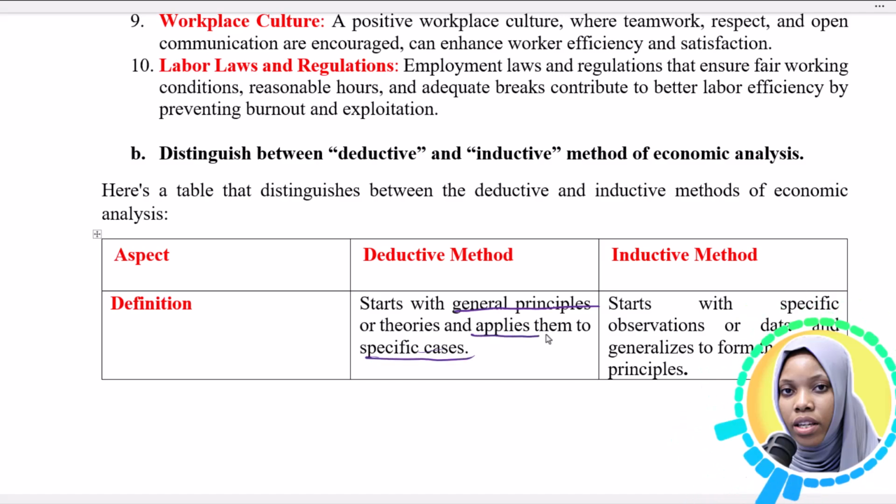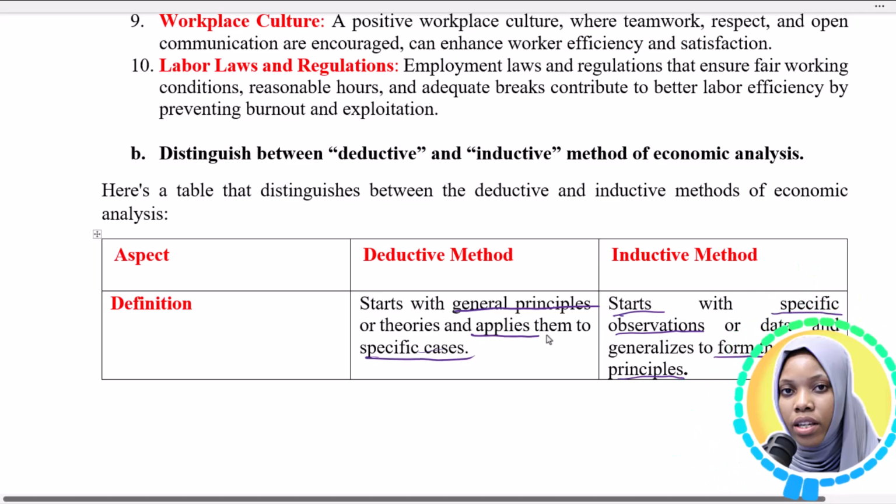Whereas the inductive method starts with specific observations or data and then generalizes them to form theories or principles. That is our first difference, in the definition.